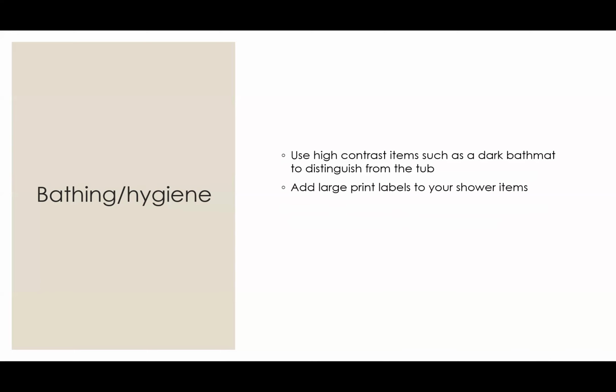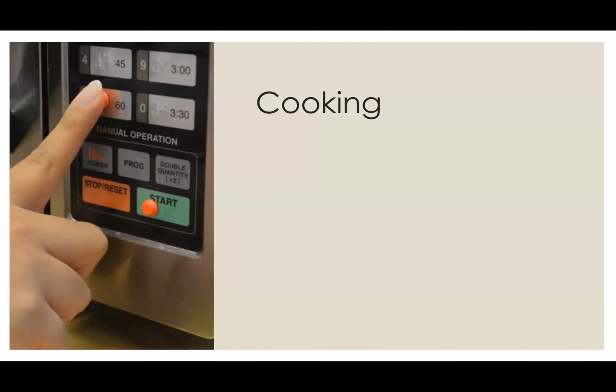You can add large print labels to your shower items to make them easier to identify. And then you can use a magnified mirror for shaving or for makeup. And then we're going to talk about cooking. So this is definitely a big area that there are a lot of things you can do.